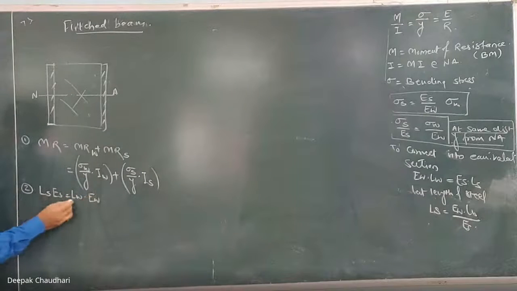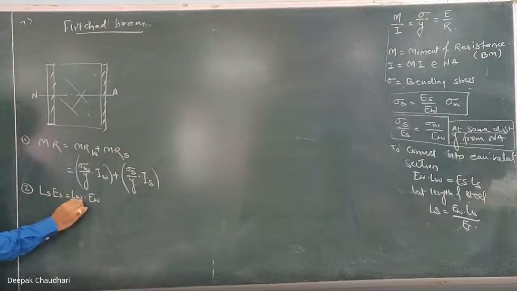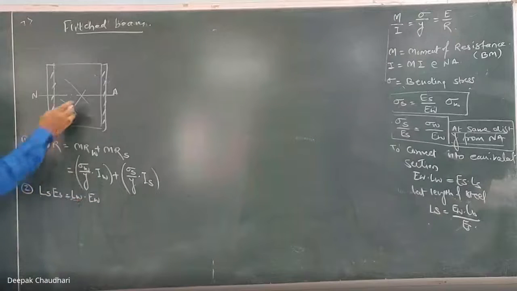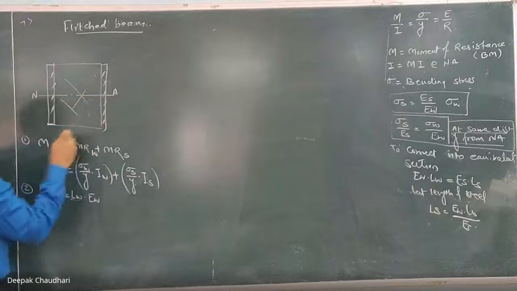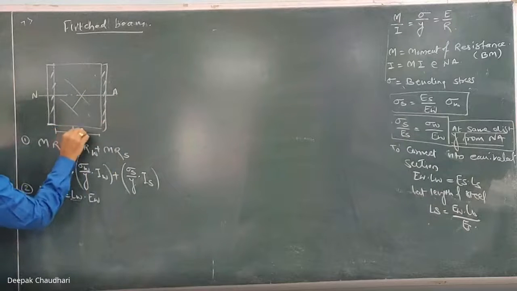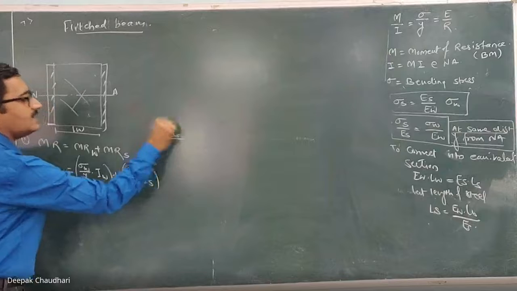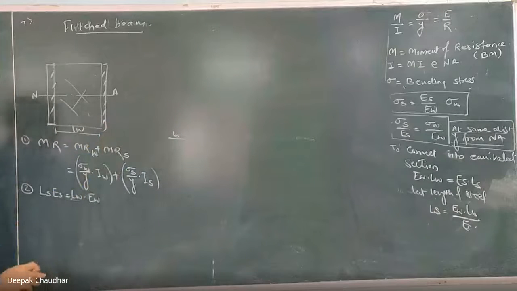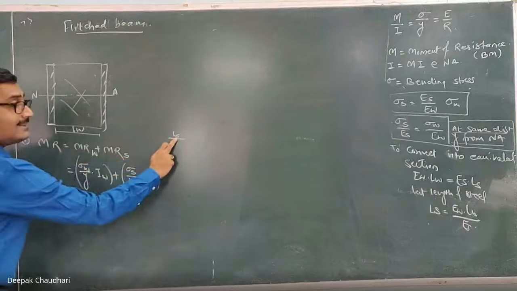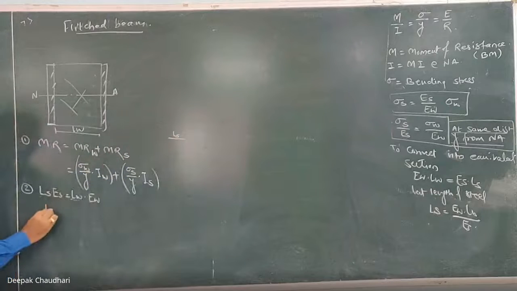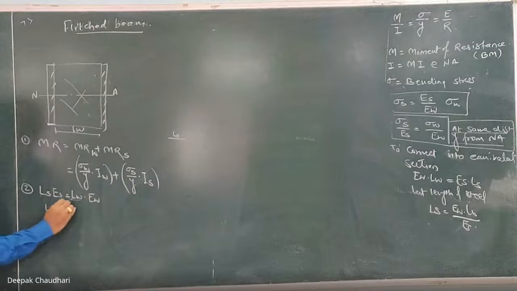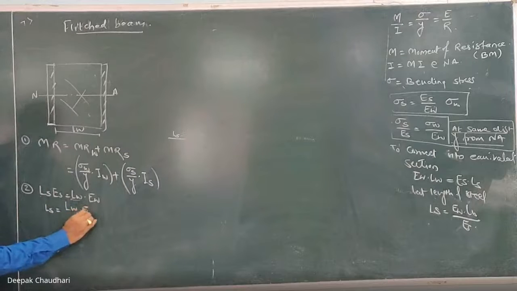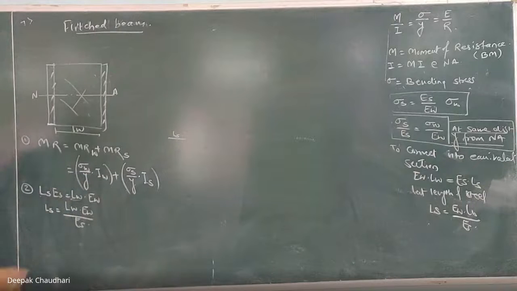By using this relation, you can convert the length of the steel or the wood into the equivalent wood or steel. Suppose you want to convert it into an equivalent steel section, meaning this length of the wood you want to convert into an equivalent length of steel. This length of steel remains as it is, so we want an equivalent length of the steel. From this, the equivalent length of the steel can be written as Lw into Ew upon Es. In this way, we can calculate the equivalent length of the steel.